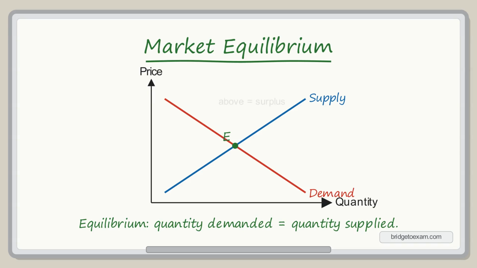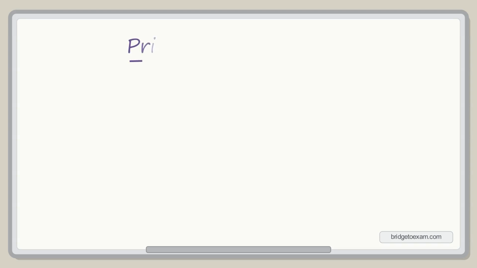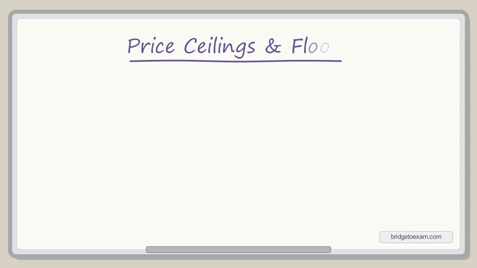If the price sits above equilibrium, you get a surplus. Unsold goods pile up and prices fall. If it's below, you get a shortage. Buyers compete, and prices rise. Either way, the market drifts back to equilibrium. Sometimes governments override market prices, and it always has consequences.